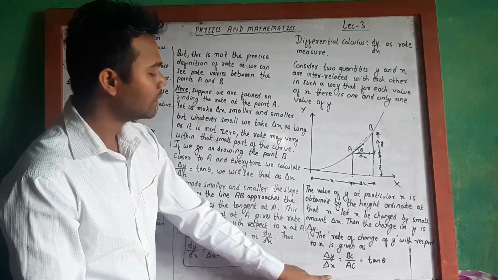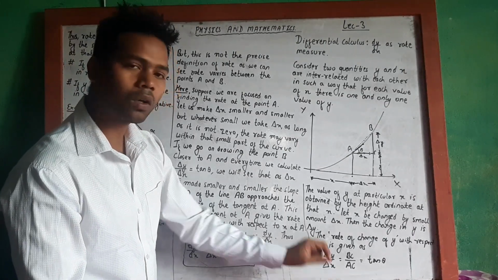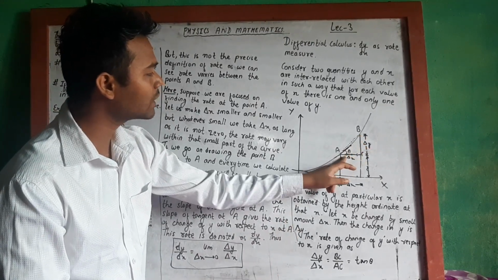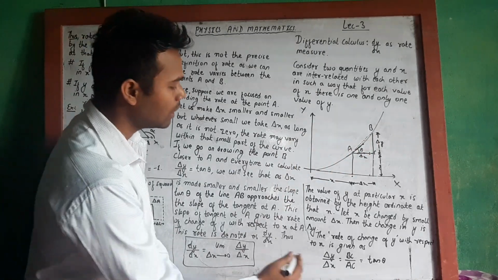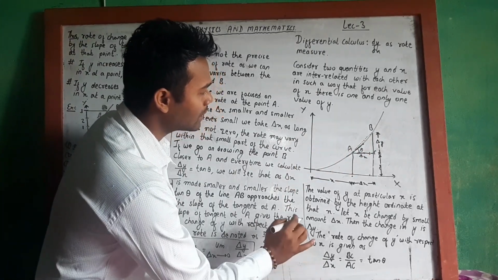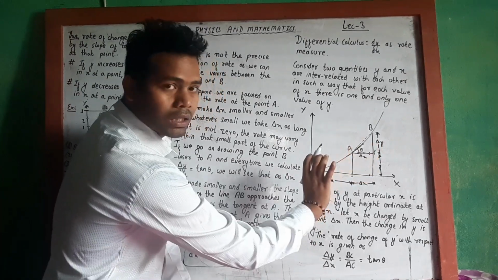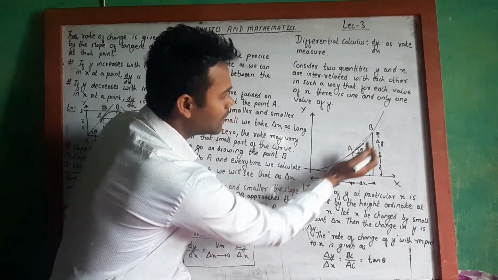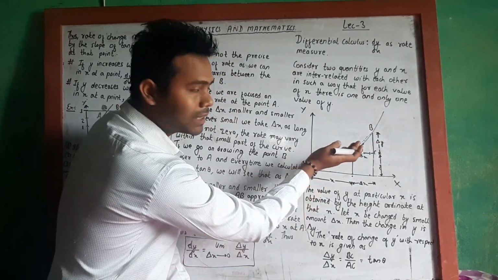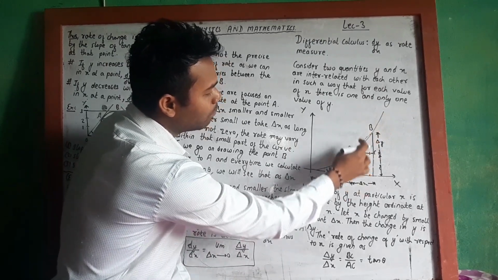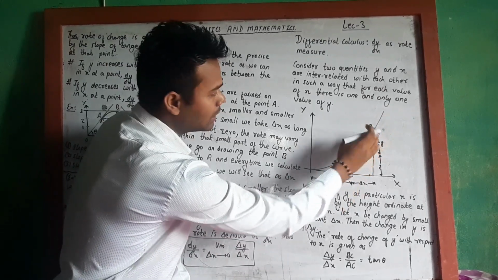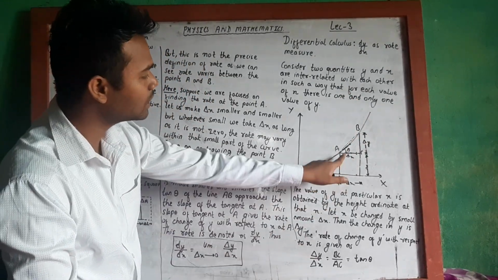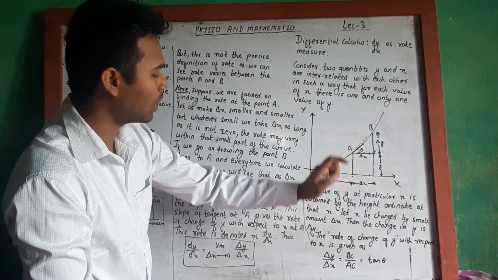But this equation is not the precise definition for finding the rate of change of y with respect to x in this curve, because if we apply del y by del x, it will give the slope of this line AB. But as we can see, in the interval AB the curve itself is changing its rate at many places. That's why this could not be the perfect definition for finding the rate of change of y with respect to x for this curve.